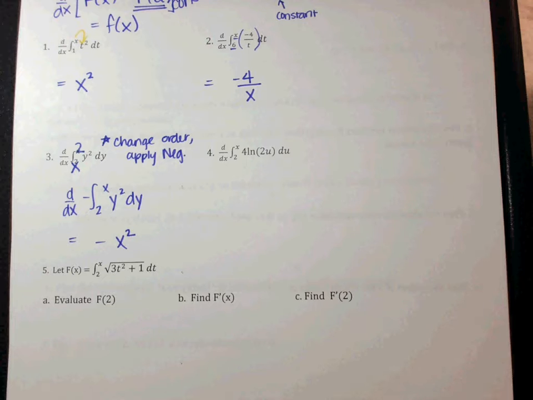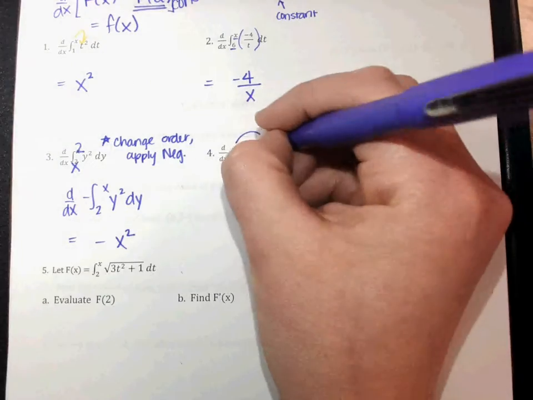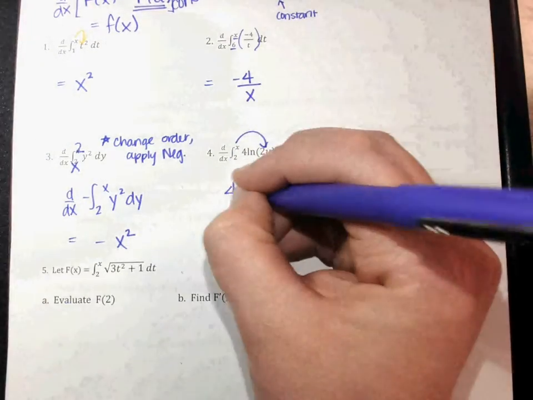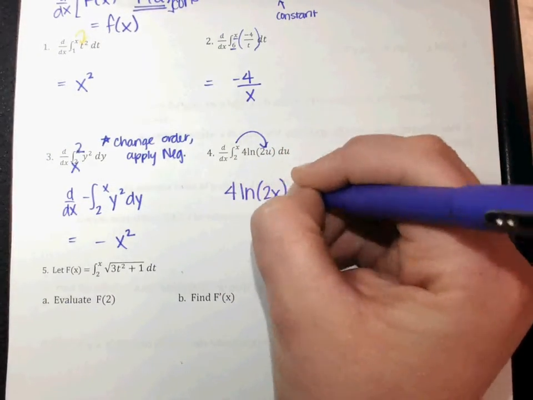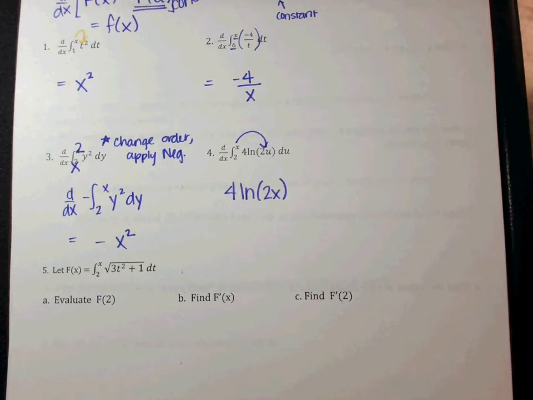Then look at number 4. Is your order fine? Yep, so you would just drop that x in. You'd have 4 ln 2x. Now, notice there is not a plus c or anything on this, because when you take that derivative, it crosses out the c, which we kind of talked about.